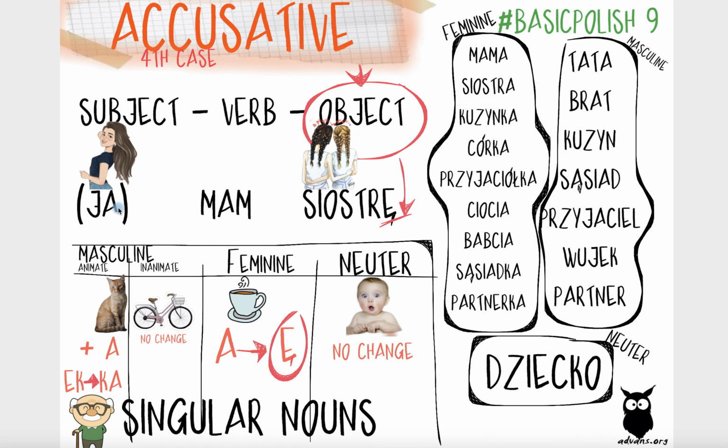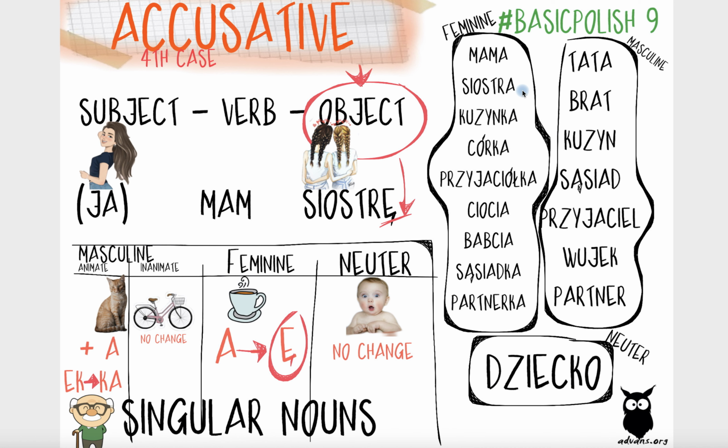Now, I've got a sister. So the subject in that sentence is I. I don't have to say ja. I can just start with mam. That will be enough. So mam, I have, but then after that verb, I've got an object, right? I've got the word siostra. Siostra, and I want you to look here, siostra.